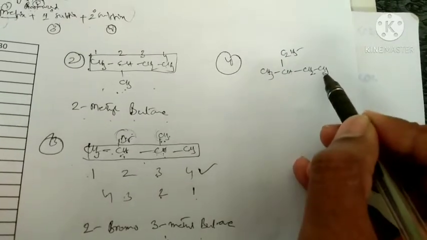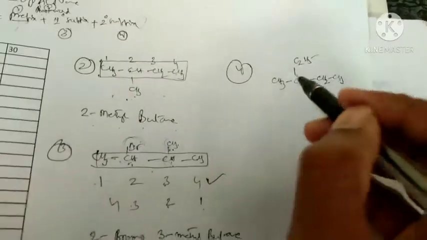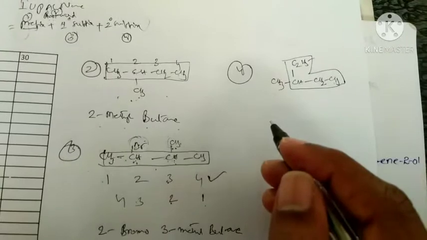In this case, the number of carbons is more. So every time the straight chain should contain the greater number of carbons. So this is the straight chain, students. Numbering should be given from which side?